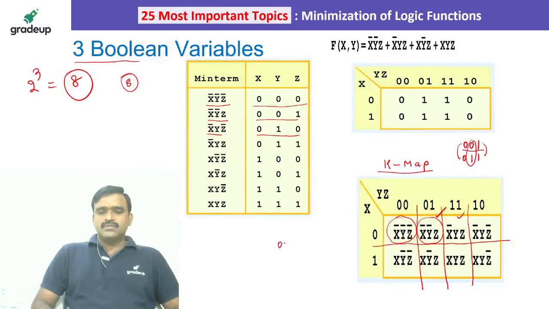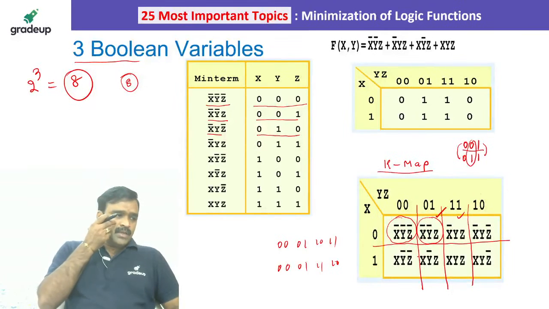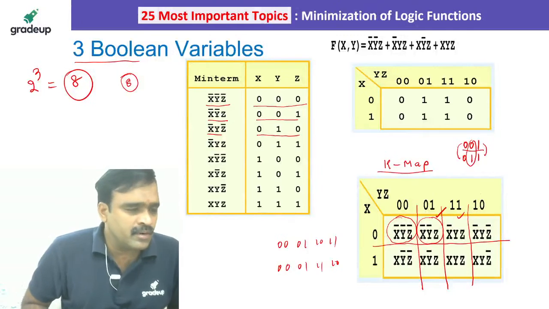Normally, the normal code we write is 0 0 0 1 1 0 1 1. Gray code is 0 0 0 1 1 0 1 1, so adjacency is preserved here. I think you already know this basic thing about adjacency. Yes, differing by only 1 bit.